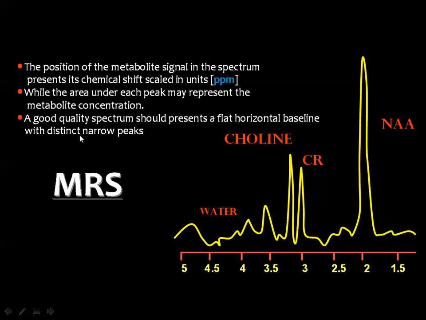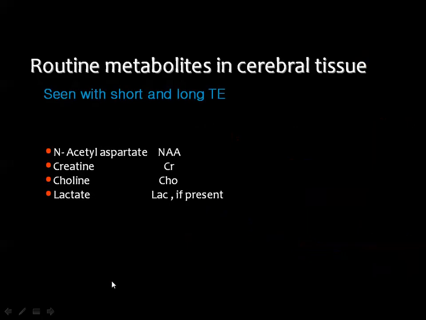Then a good quality spectrum should present a flat horizontal baseline with distinct narrow peaks. So if you see that the peaks are broad and there is no distinct baseline, you know that there is a problem with this spectrum.